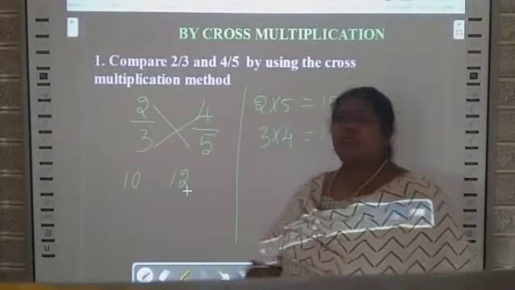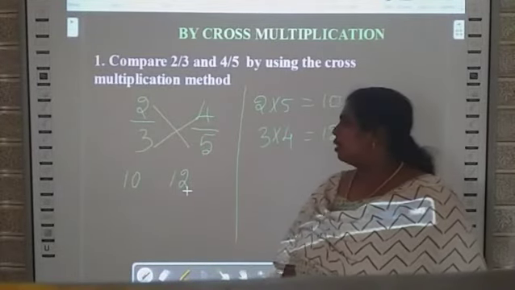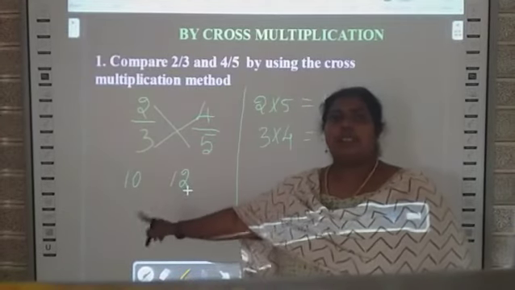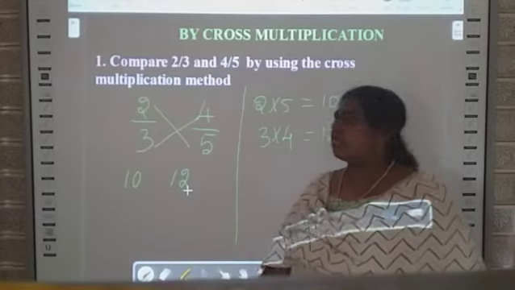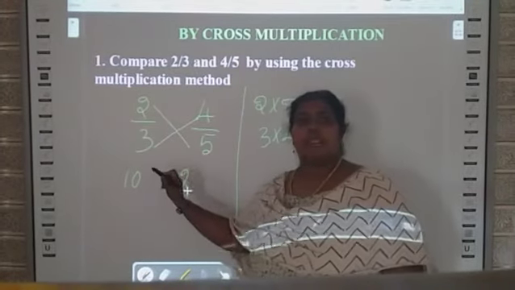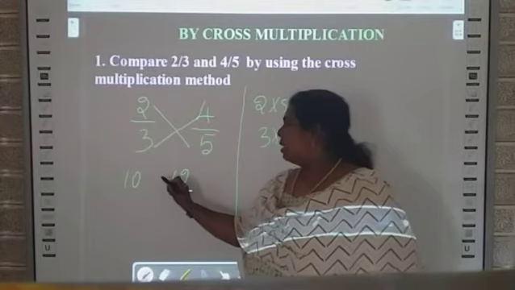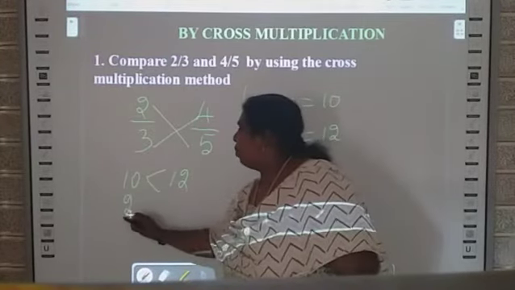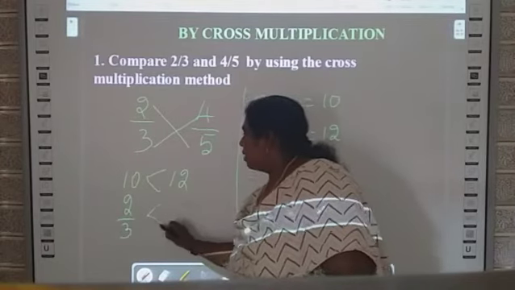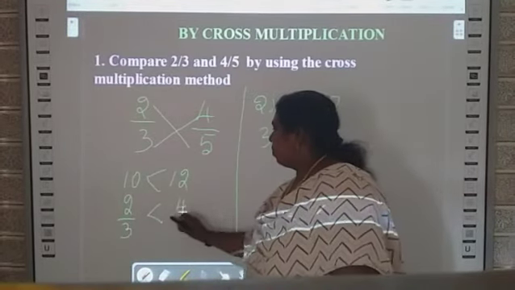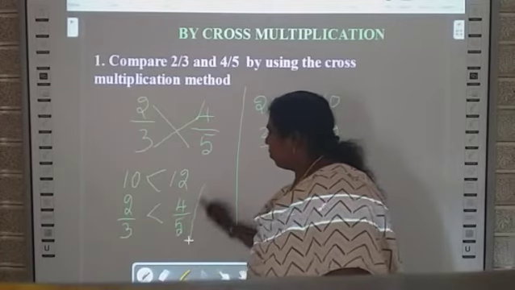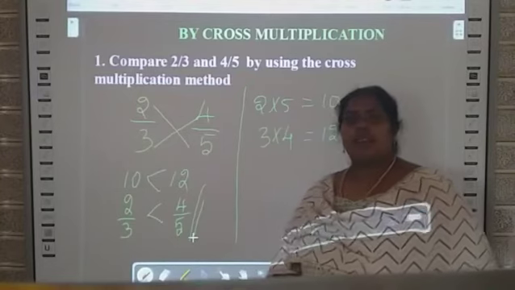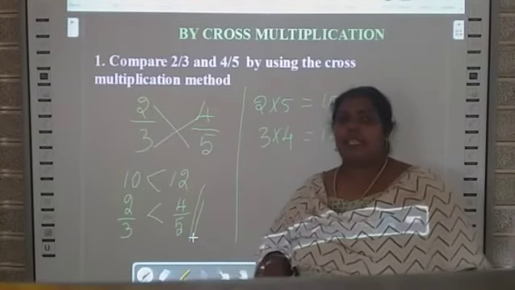So now you compare these two numbers, 10 and 12. Which is the greatest value? 12 is the greatest value. So which symbol do you have to use? Less than or greater than? Less than. 10 is less than 12, right? So the fraction 2 by 3 is less than 4 by 5. Now do you understand how to use the cross multiplication method?